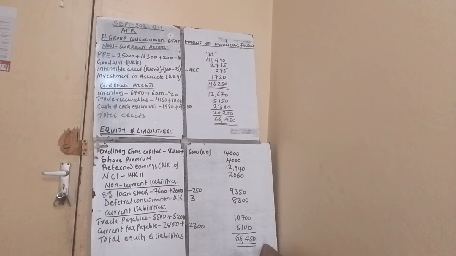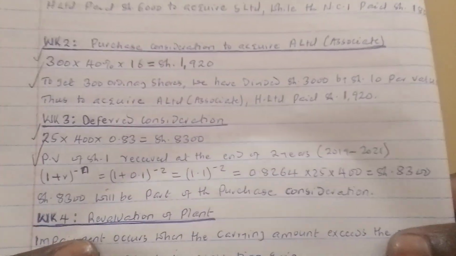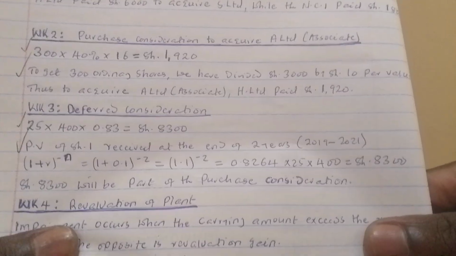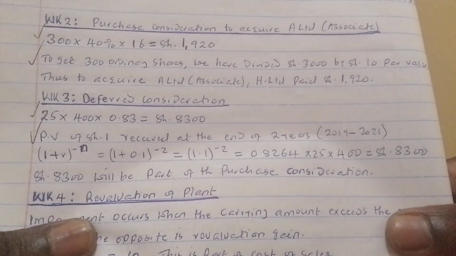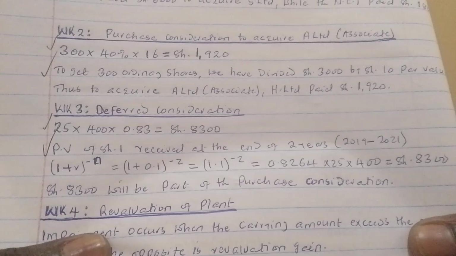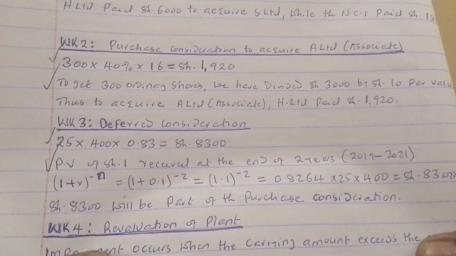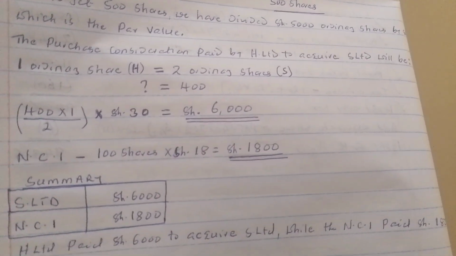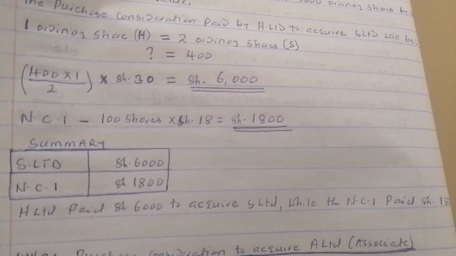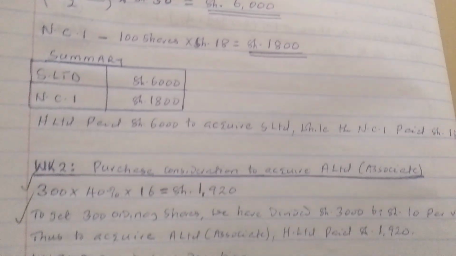That present value should form part of my purchase consideration. So show your workings. Working number 3, deferred consideration. Now you take the 25 times 400. Remember, we purchased 400 shares. We showed that in working number 1, the number of shares that we purchased in S Limited, 400.